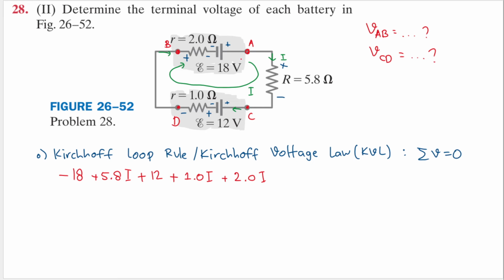Let's count it. 1, 2, 3, 4, 5. Yeah, we got all the 5 components. And all of that will equal 0. Okay, now what can we do from here?